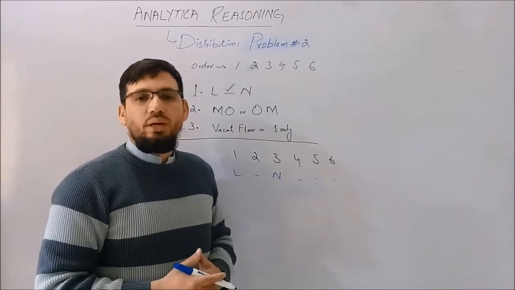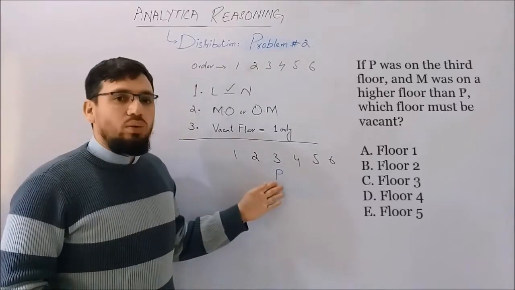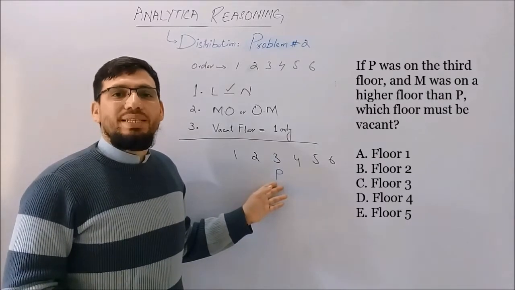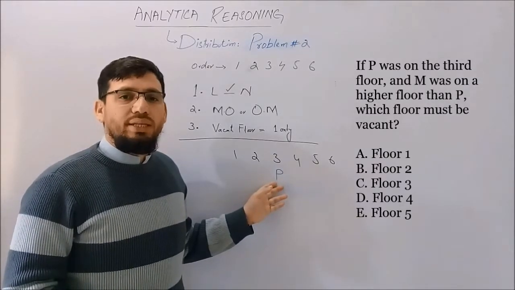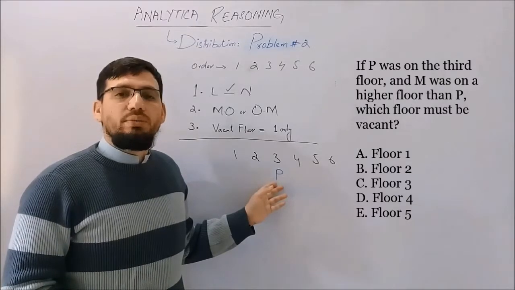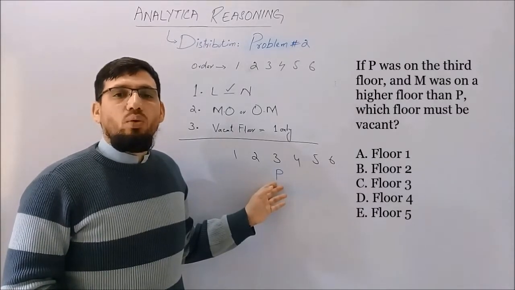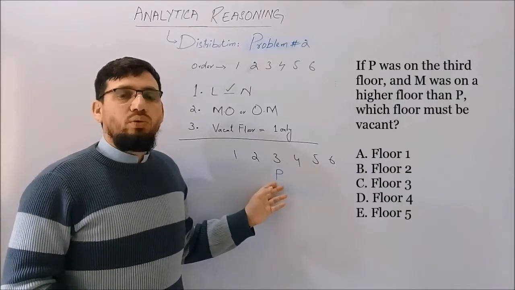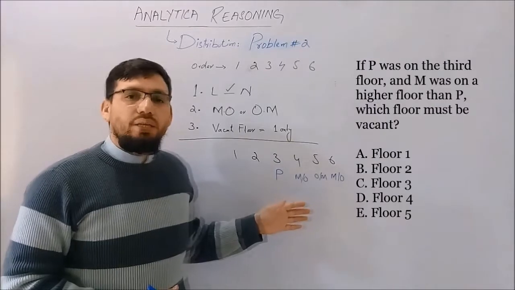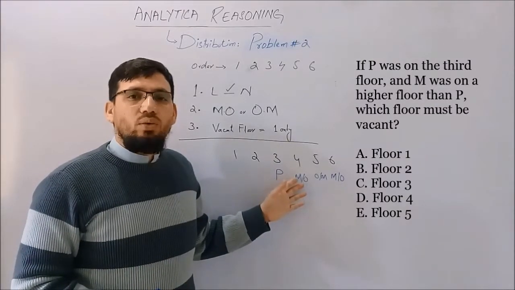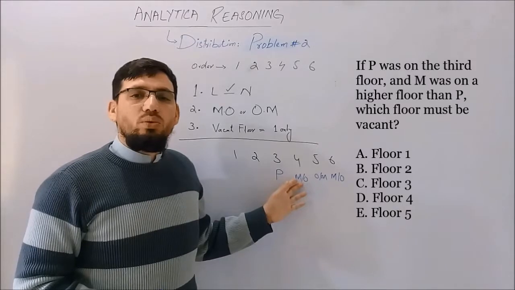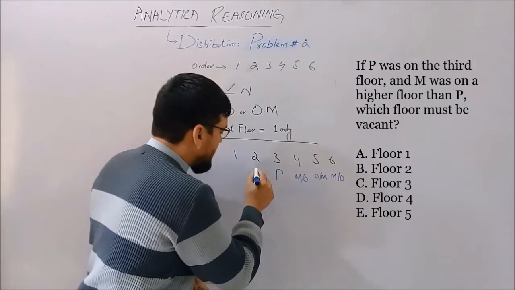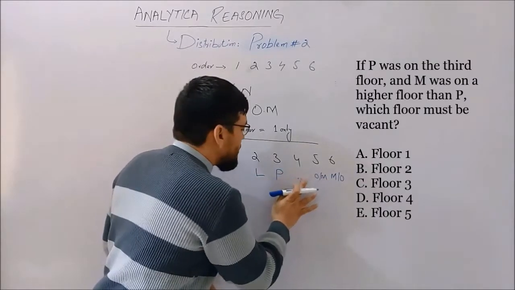Let's move to the second question about this arrangement. P is on the 3rd floor and M is on a higher floor than P. It means M could be on the 4th, 5th or 6th. And as we know that O must be next to M, then M and O must appear on a higher floor than P, somewhere on the 4th, 5th and 6th positions. Here it is. But the thing is that L must appear on a lower floor than N. And there is only one possible place for L, which is position number 2, and for N, position number 4.